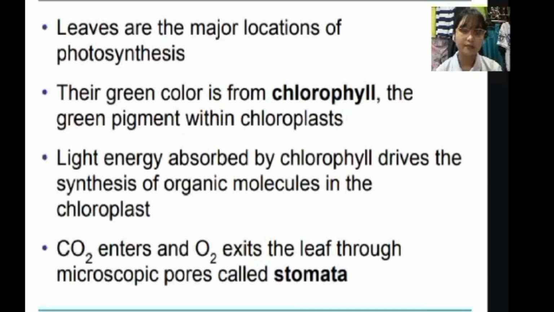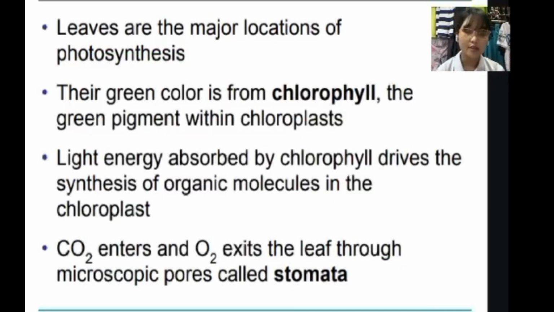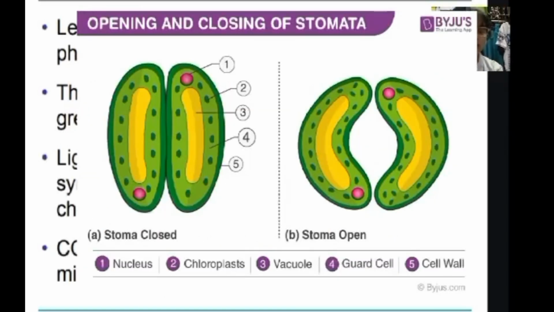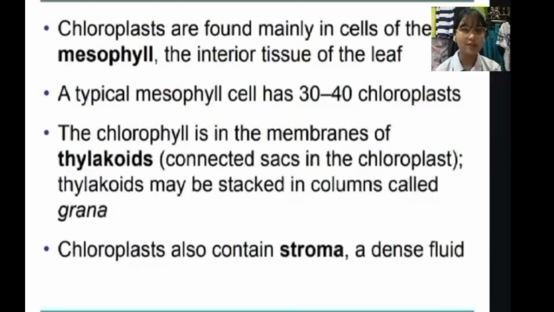So the next bulletin says here that within a chloroplast, there is this pigment called chlorophyll, which gives the plants their iconic green color. Next, the light absorbed by the chlorophyll drives the synthesis of organic molecules from water and carbon dioxide in the chloroplast. In the last bulletin, it says that leaves have pores called stomata, which help carbon dioxide to enter and oxygen to exit.